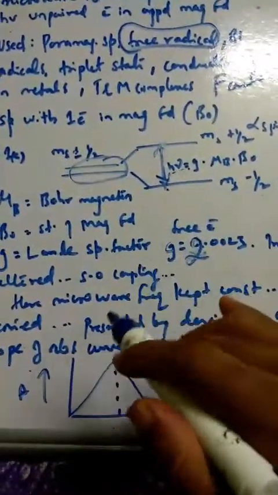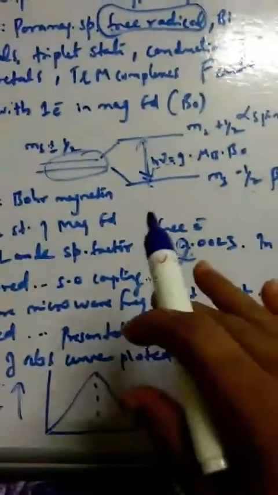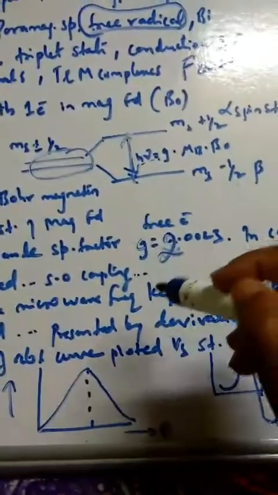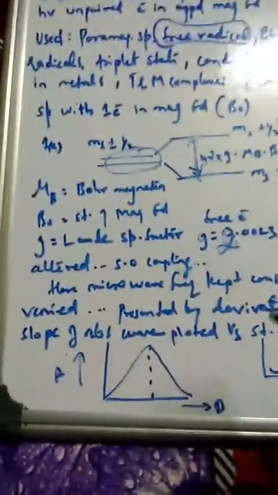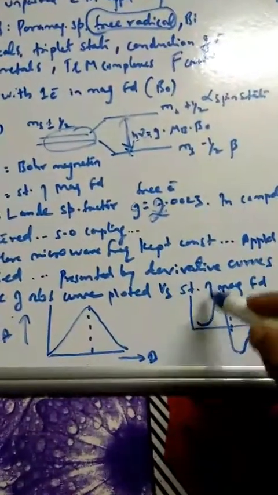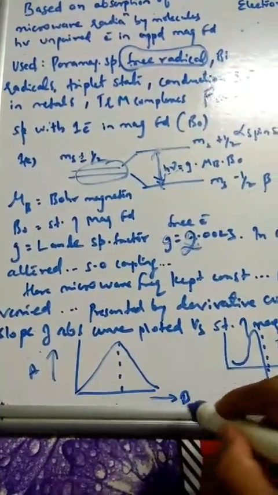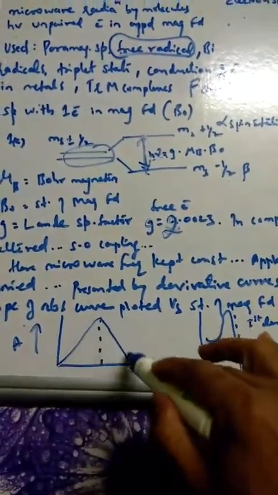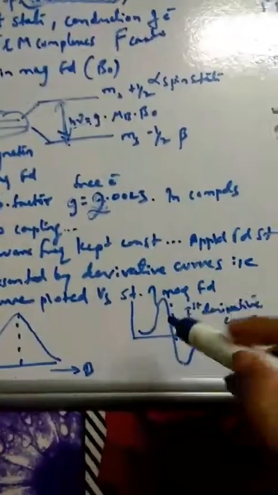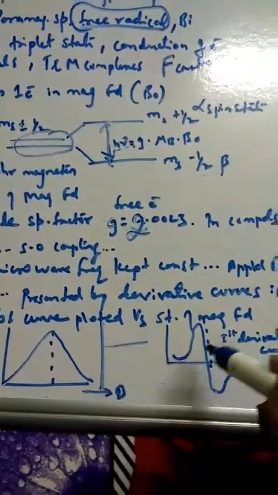So in EPR or ESR, the microwave frequency is kept constant, but the applied field strength is varied. This is a very important point. Whatever the microwave frequency, it is kept constant, but the applied magnetic field is varied and studied, and it is presented as a graph of derivative curves, the slope of absorption versus the plotted magnetic field B. So absorption A versus B gives one plot, but this is expressed in the derivative form. This is how we express EPR or ESR.